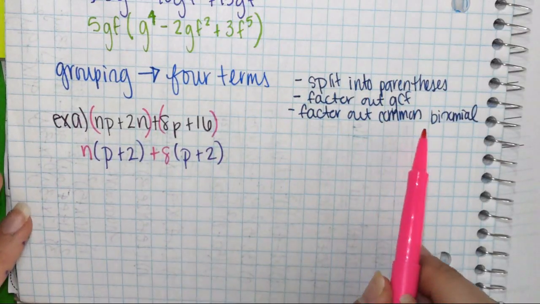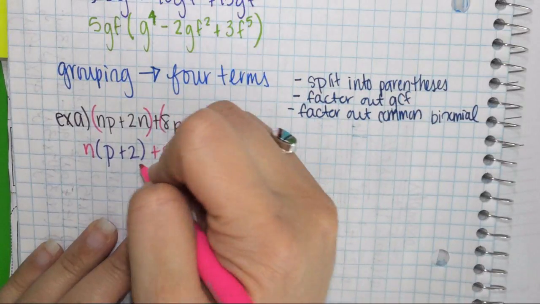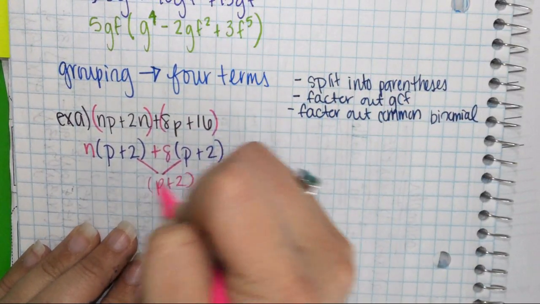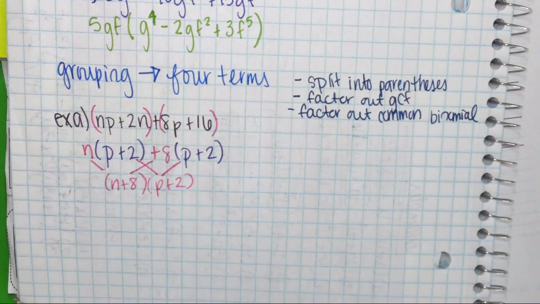So you factor out the common binomial, and this is a binomial because it's 2 terms. So you bring these down, and you get P plus 2, and then you bring these down, and you get N plus 8.